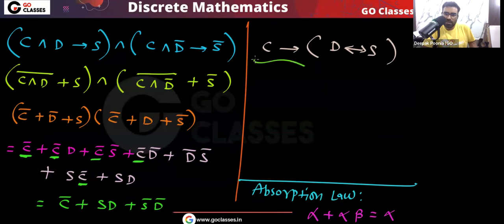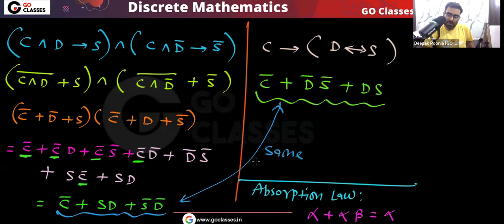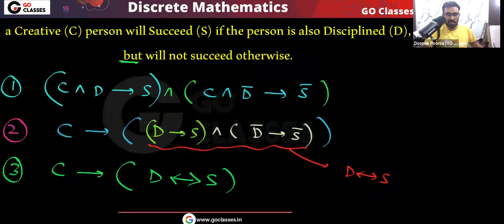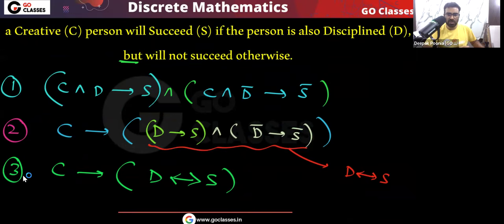Now let's see, if I simplify this expression, what will I get? I will get C bar or, and you already know D by implication S, I can write it as D bar S bar or DS. Both are same. You can see this expression and this expression both are same. Yes or no? So that's it. I hope you understood. Basically, I'm saying that the given statement you can write like this, or like this, or like this.